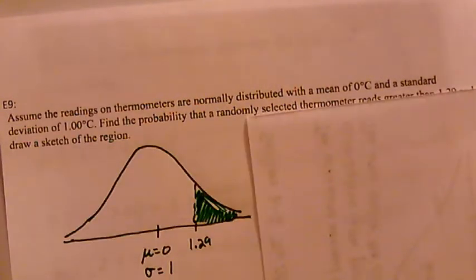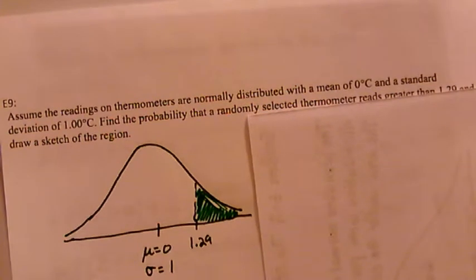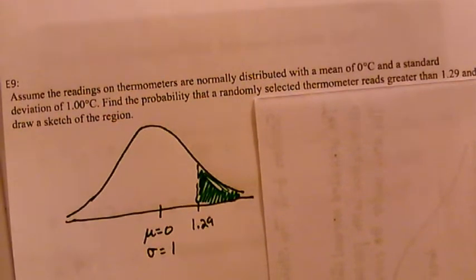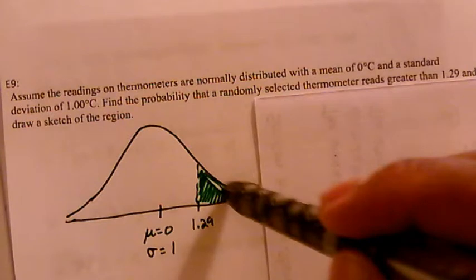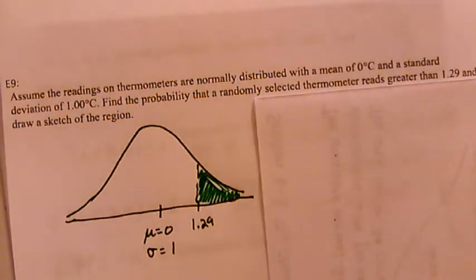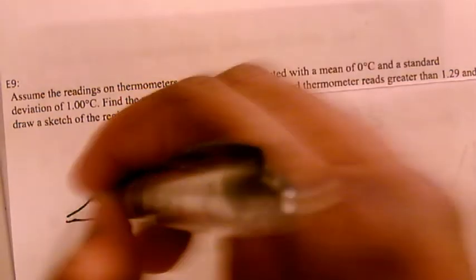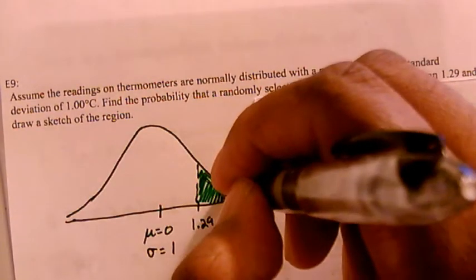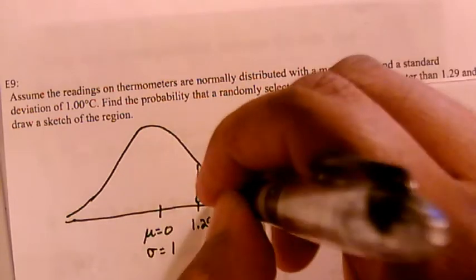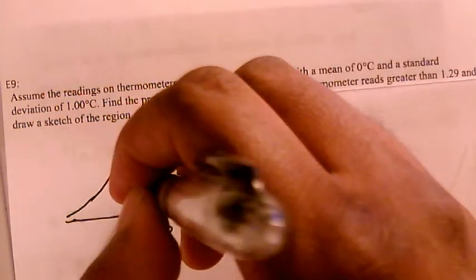So here's the sketch of the region looking like this, where the mean is 0 and the standard deviation is 1, and 1.29 is to the right of 0. So we're looking at a thermometer reading of greater than 1.29. That's this green shaded area to the right. Again, we can use the standard normal distribution table, but it gives you the cumulative area to the left. We want the cumulative area to the right, so we subtract whatever this cumulative area on the left is from 1 to get the cumulative area on the right.